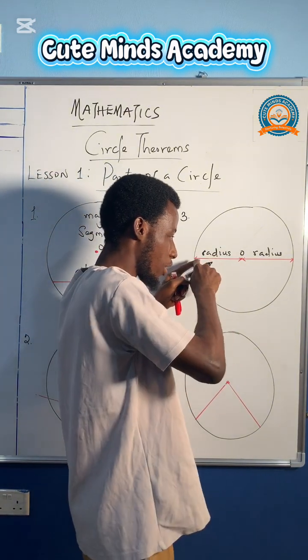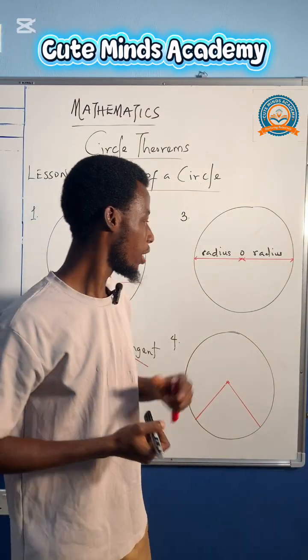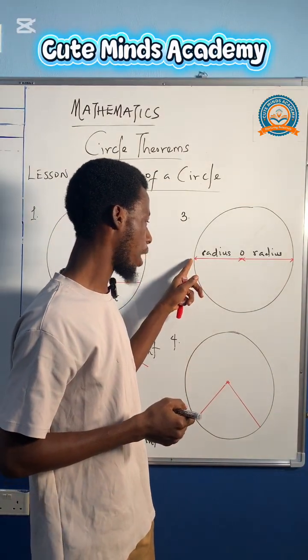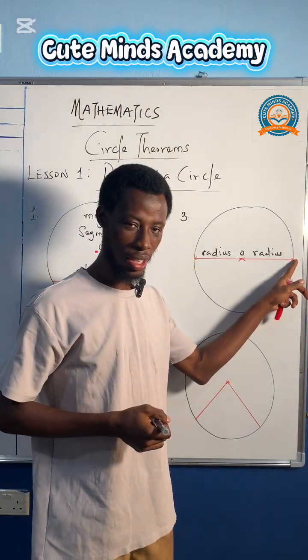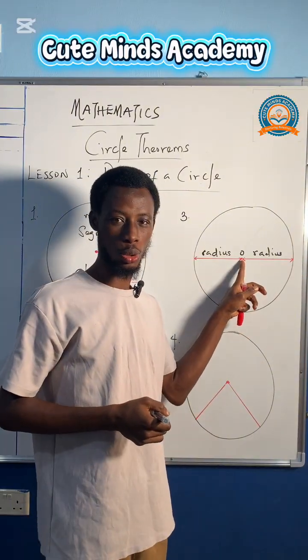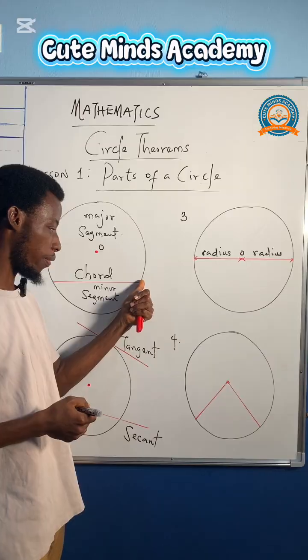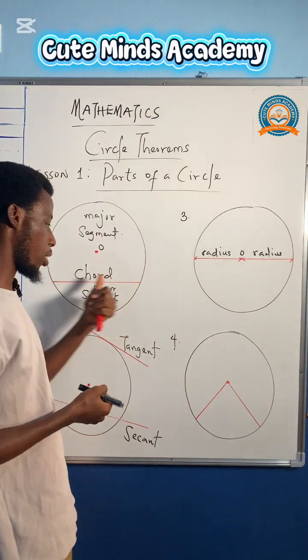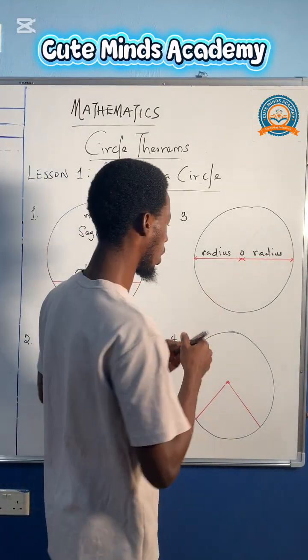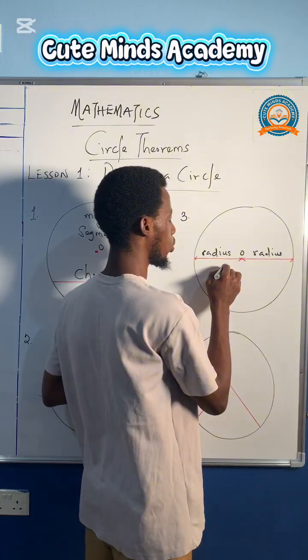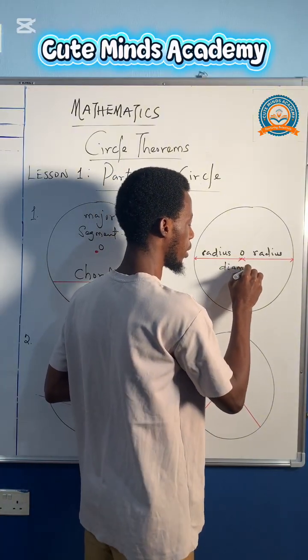So if we are looking at the two lines at the same time, that means we now have a line running from one part of the circumference to another. But in this case, it is passing through the center. So it's unlike this, that is running from one part of the circumference to another, but it's not passing through the center. The whole length here is what we call a diameter.